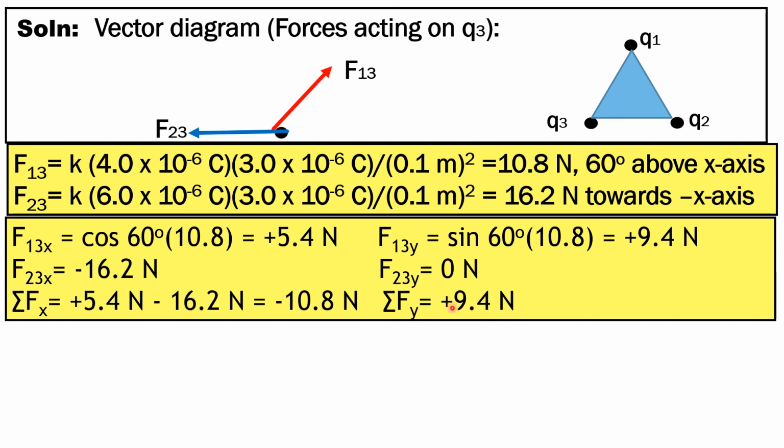Now, for the y, summation of Fy, positive 9.4 newtons plus 0, of course, that will still be positive 9.4 newtons. Emphasizing again that this component, the summation of Fy, is directed upward, or to the positive y-axis.